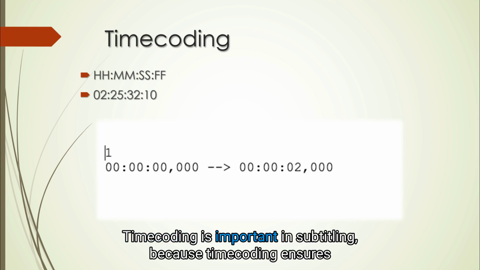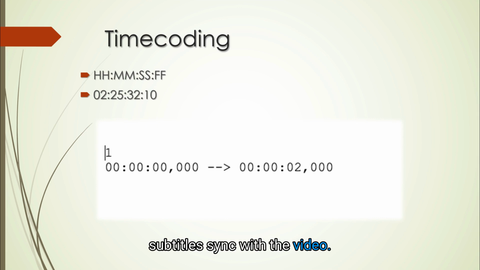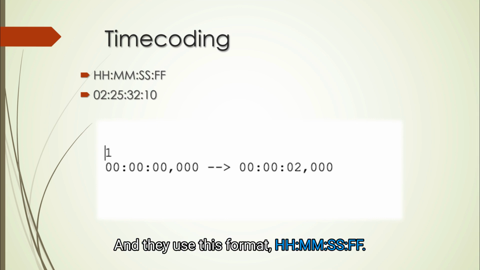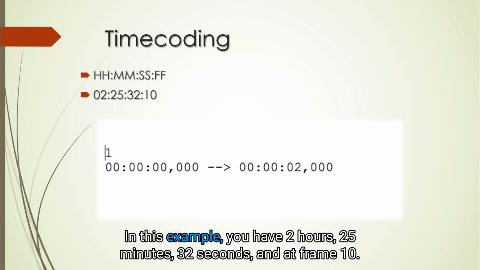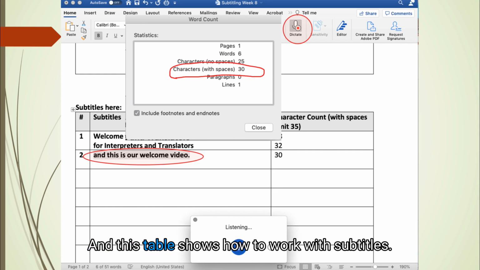Time coding is important in subtitling because it ensures subtitles sync with the video, and it uses this format: HH, MM, SS, FF. HH is hours, MM is minutes, SS is seconds, and FF is frames. In this example, you have 2 hours, 25 minutes, 32 seconds, and frame 10. And this table shows how to work with subtitles.